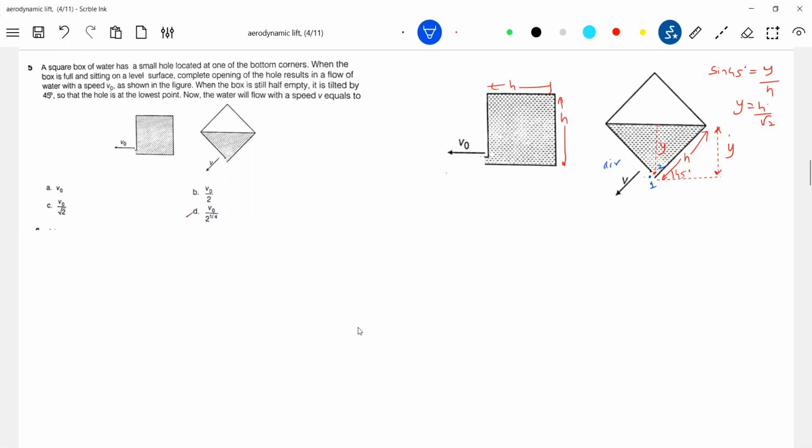So applying Bernoulli's theorem, E1 equals E2. So pressure here will be P naught, P1 plus U1 plus K1 equals P2 plus U2 plus K2. Pressure here is P naught. Oh, sorry, it will emerge with a speed.